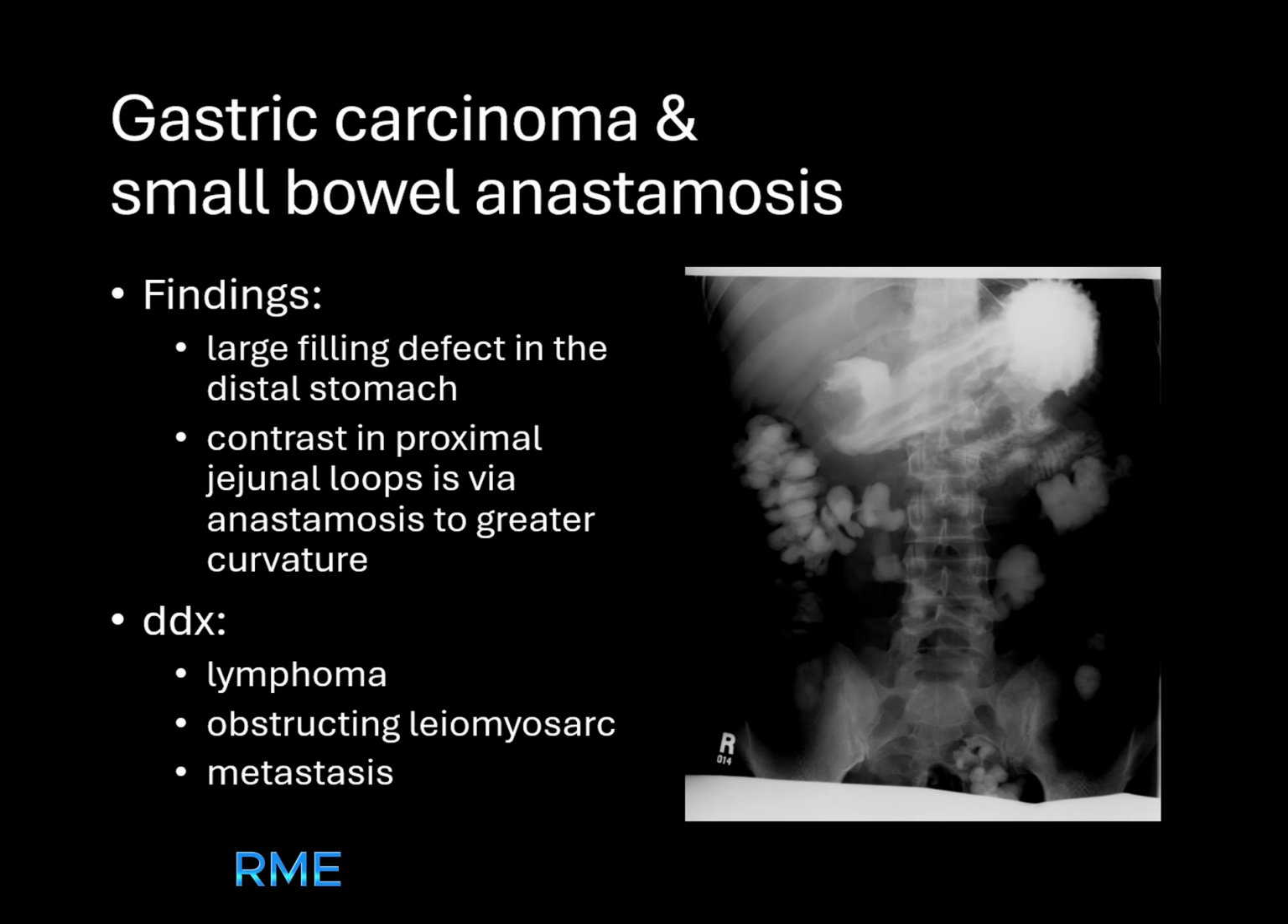Differential diagnoses include lymphoma, obstructing leiomyosarcoma, and metastasis. To further evaluate, a CT scan can help assess the extent of the tumor and any involvement of adjacent structures. Management typically involves surgical resection and possibly chemotherapy or radiation therapy, depending on the stage of the cancer. Let's move to the next case.